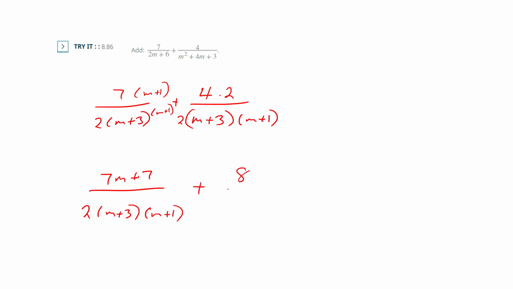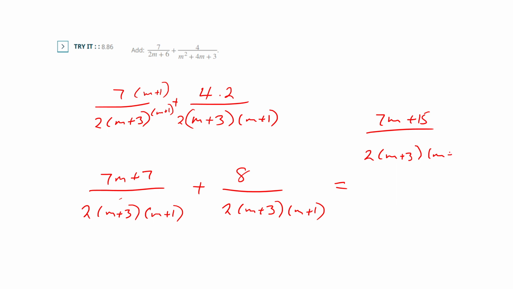Okay, over here I've got 8. All right, now our slices of pi are the same, so let's add up the numerators. We've got 7m plus 15. All right, nothing pulls out of the top there, so I'm done.